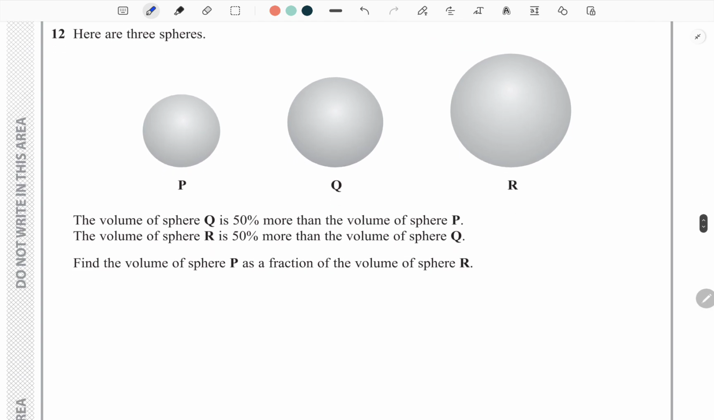Question number 12. The volume of these 3 spheres is what they're talking about. So you've got a sphere P, Q, and R. They're getting progressively bigger. The volume of sphere Q is 50% more than the volume of sphere P. Now, this is really important. Just a little revision on percentages.